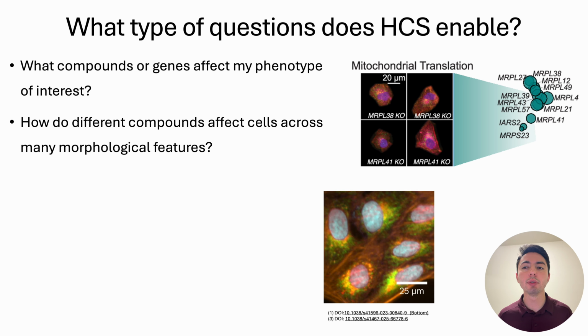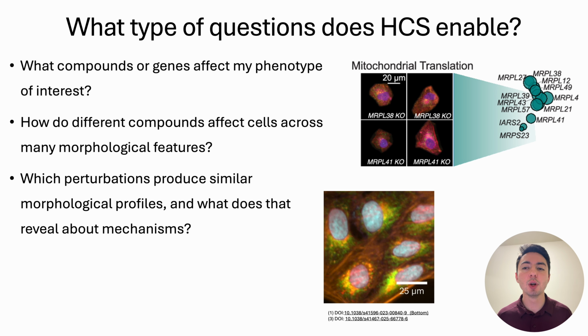Second, we can ask, how do different compounds affect cells across many morphological features? Instead of reducing everything to a single measurement, high-content screening captures a rich set of features simultaneously. Going back to this image on the bottom right, highlighting different parts of the cell, when testing many drugs, one compound may affect mitochondrial number, one might affect nuclear size, while another may affect both of those features and others all at once. Rather than missing those effects, we can quantify changes across all these features and build a more complete picture of how the cell is responding.